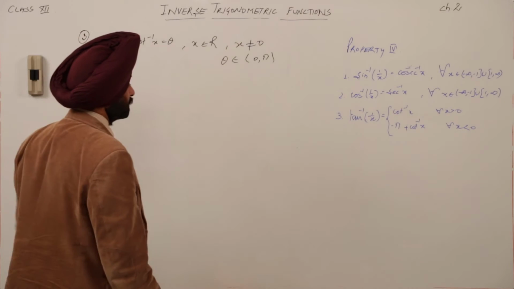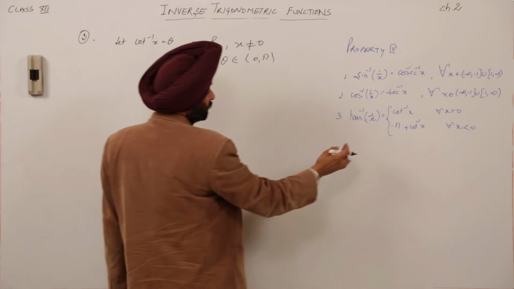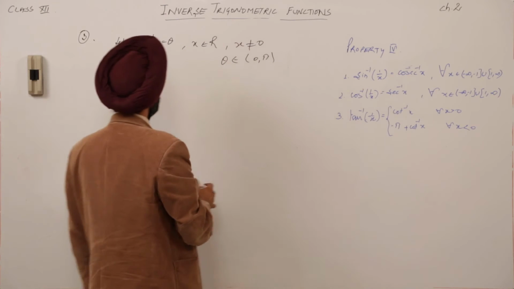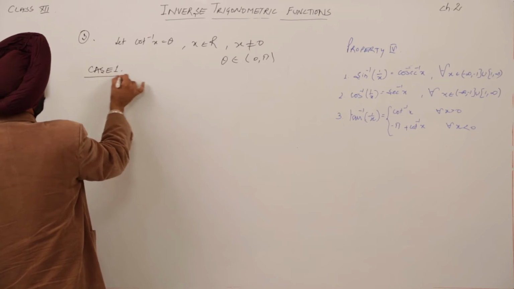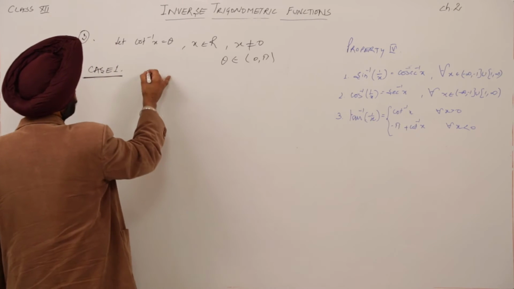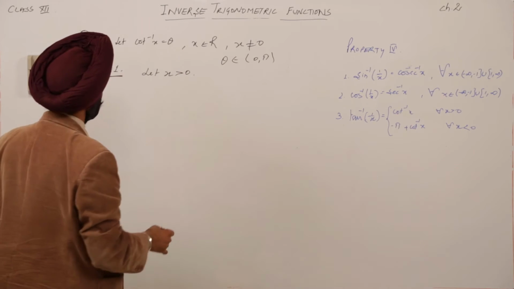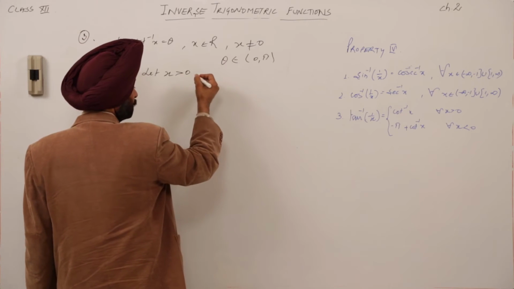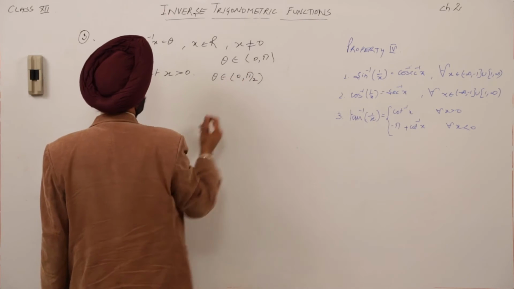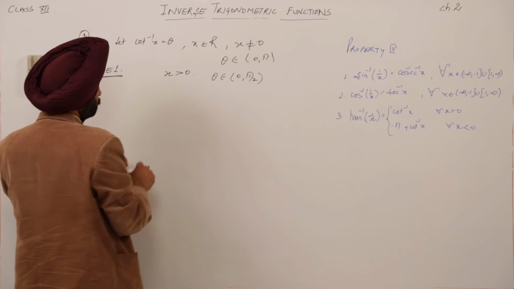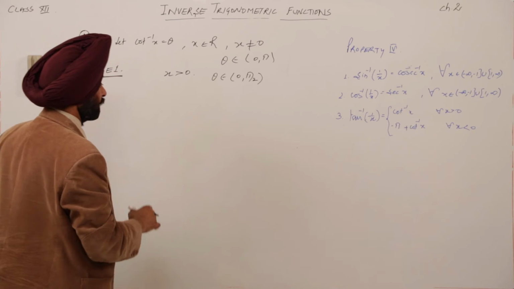Now, cot inverse x is equal to theta, just now we have done it. Now, when cot inverse x is equal to theta, we have two cases, case 1 and case 2. Okay, let us move with case 1 now. Let me write case 1. Now, what is the condition for case 1? In case 1, let x be greater than 0. This is case 1, where, whenever we are solving it, our theta belongs to 0 comma pi by 2. When we take x greater than 0, this is case 1, and here theta belongs to 0 comma pi by 2.